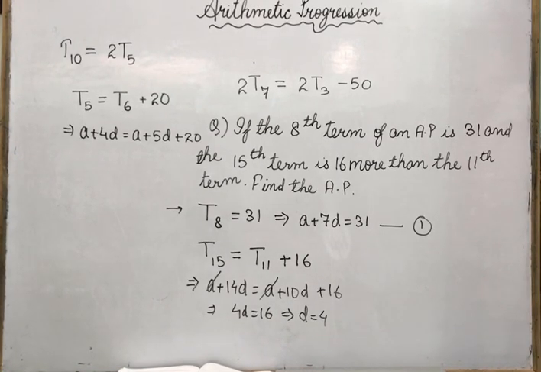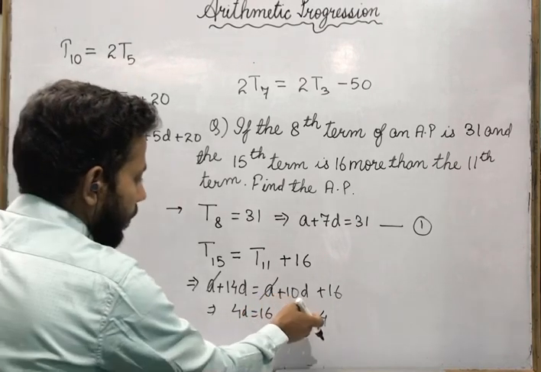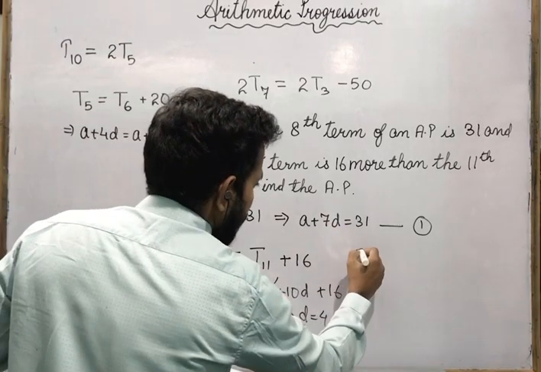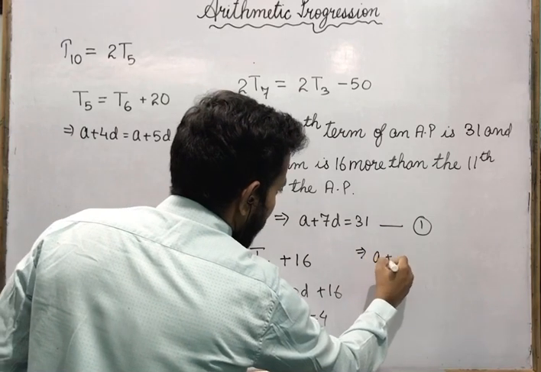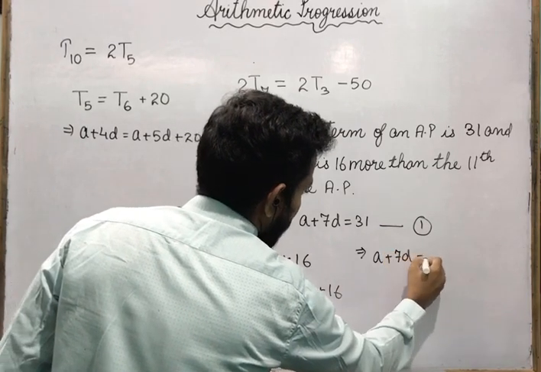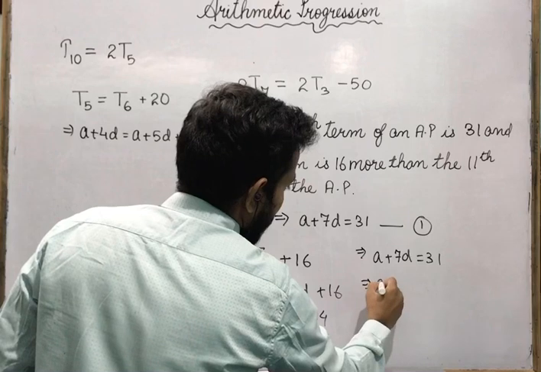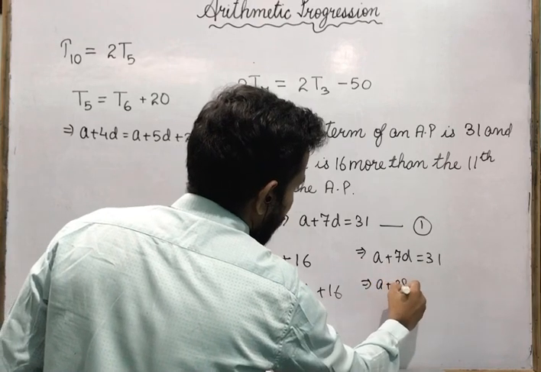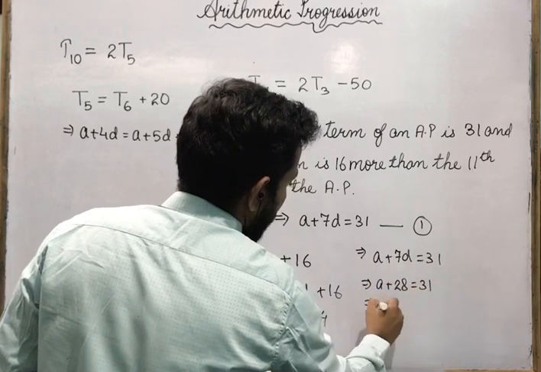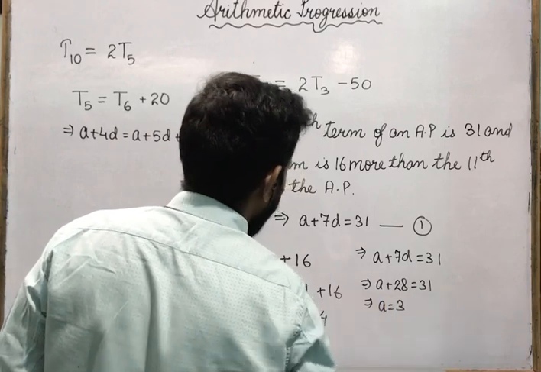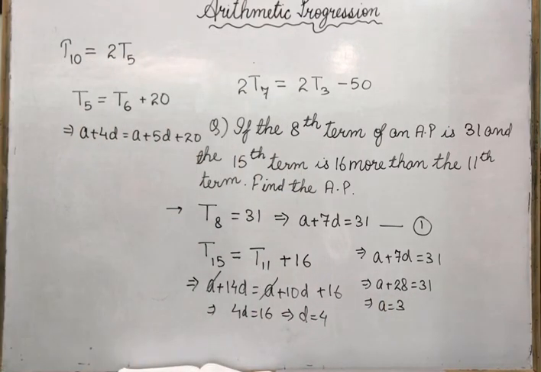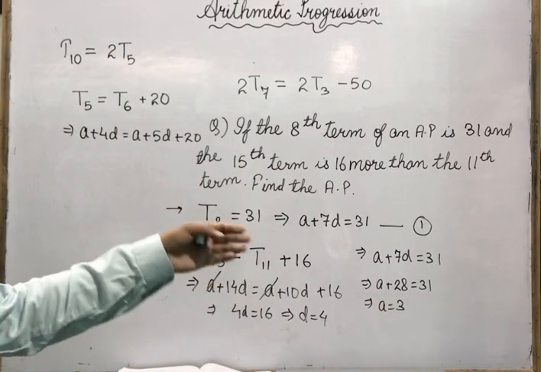Now if d equals 4, can you put the value of d in the first equation? A plus 7 into d equals 31. So a plus 7 into 4, that is 28, equals 31. So a equals 3. Now you know the value of a, and now you know the value of d.